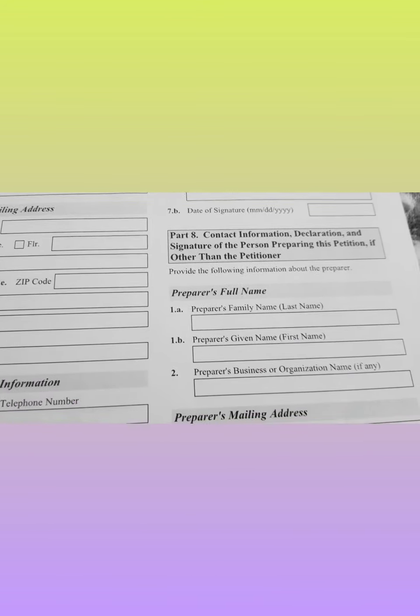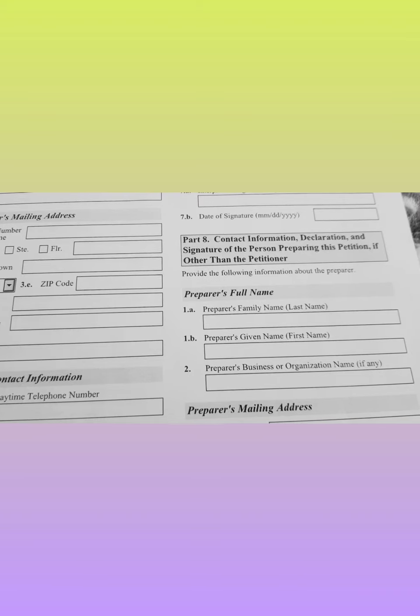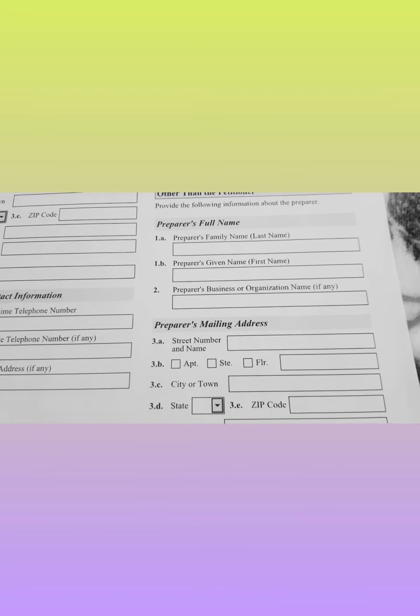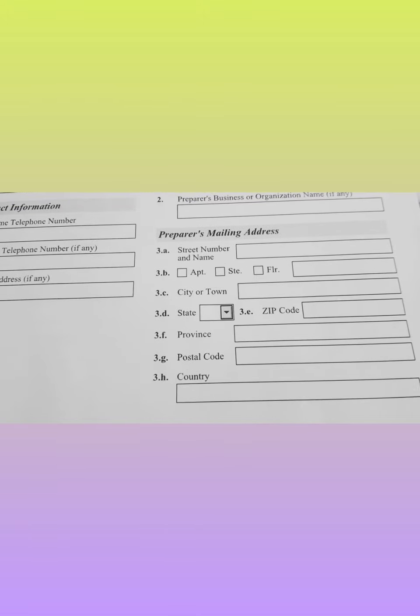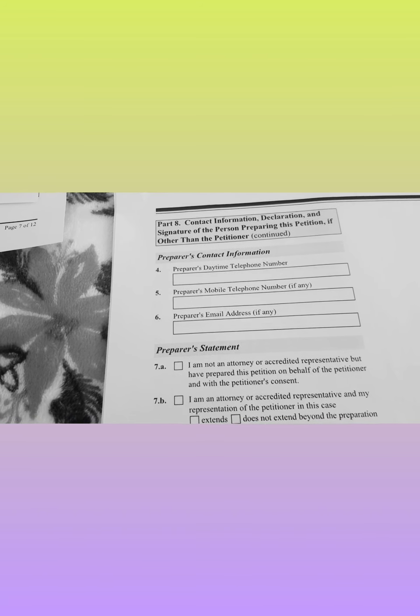Part 8 is talking about the contact information, declaration, and signature of the preparer, the person who prepared this form for you, if other than the petitioner. So you indicate the person's last name, the given name, and the preparer's business or organization name. For the preparer's mailing address, you have to indicate that if the person has an address. We move over to the next one, which says Part 8, contact information, declaration, and signature of the person preparing this petition, if other than the petitioner. So this is the continued one as well.